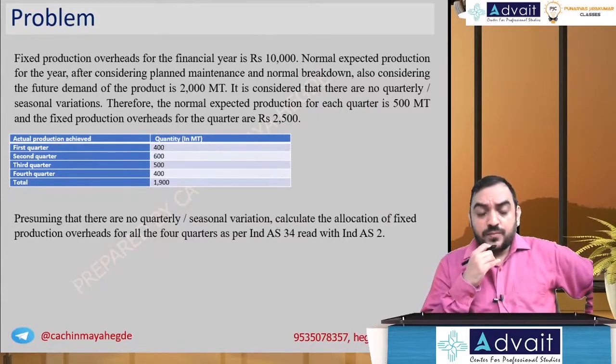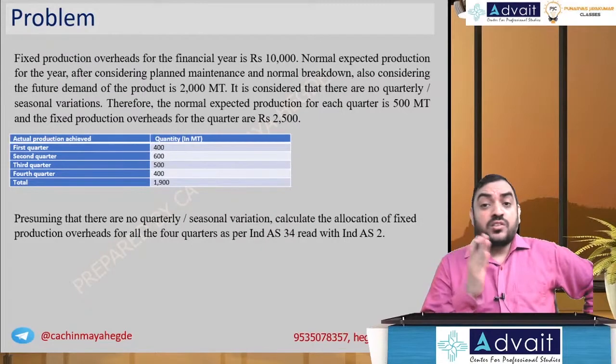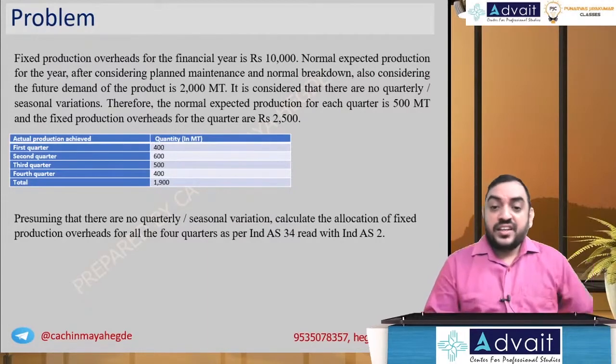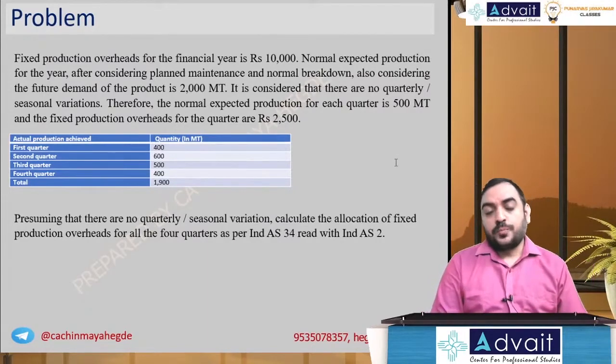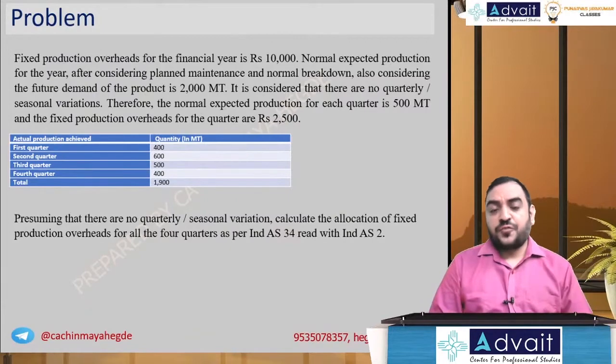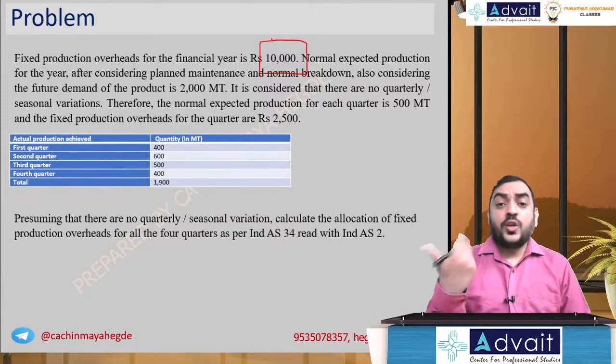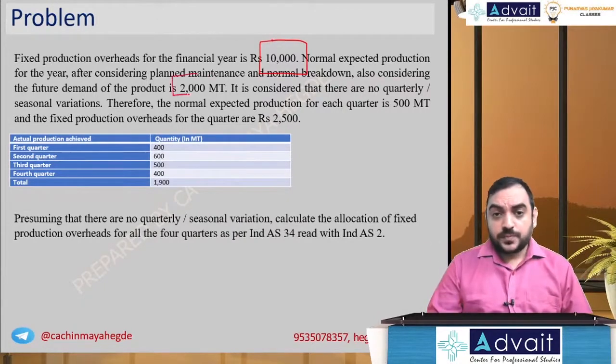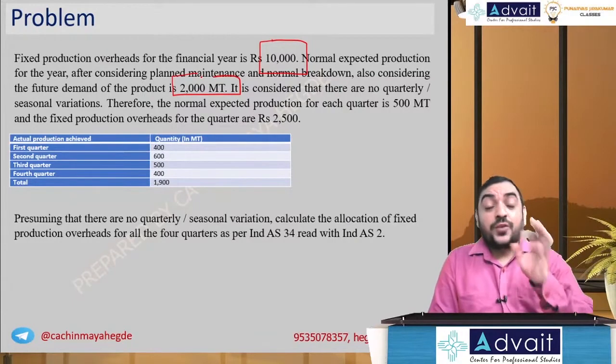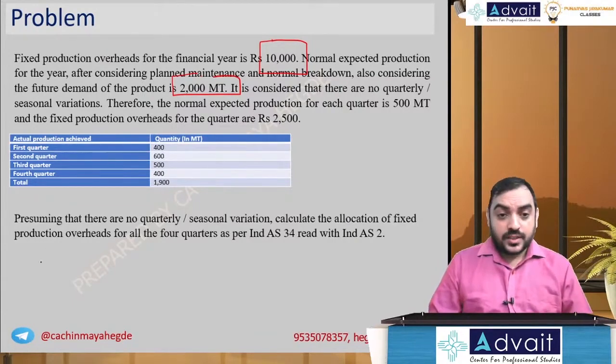Actual production achieved, first quarter 400, 600, 500, 400, total 1,900. Presuming that there are no quarterly or seasonal variation, calculate the allocation of fixed production overheads for all the 4 quarters as per Ind AS 34 and Ind AS 2. Basically, allocation. Okay, first of all, what is the annual expenditure? 10,000. And what is the annual production? 2,000 metric ton. So, what is the recovery per unit annually?